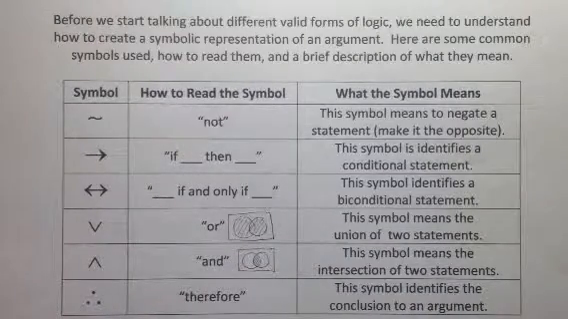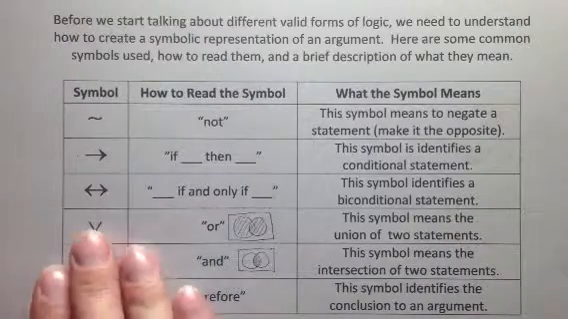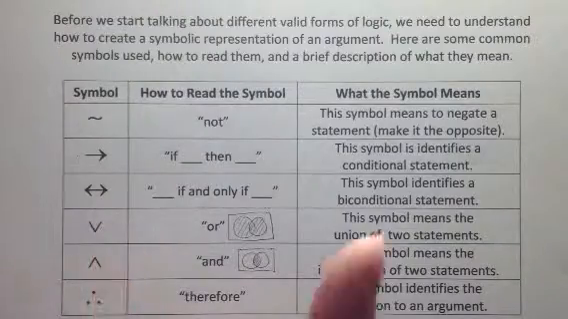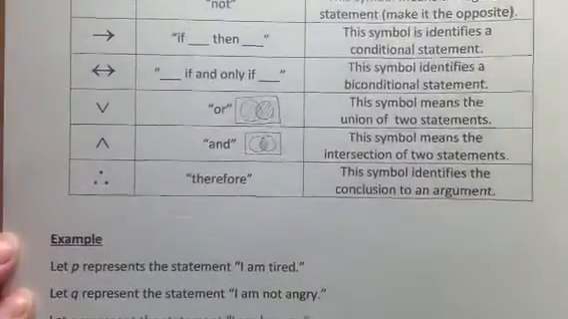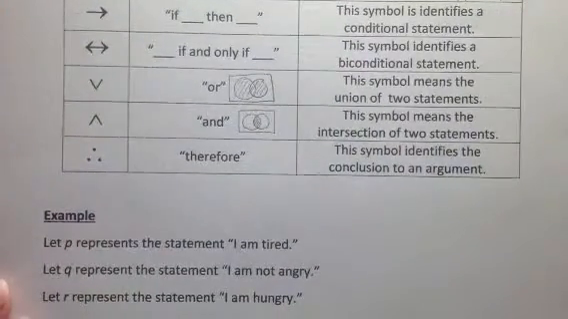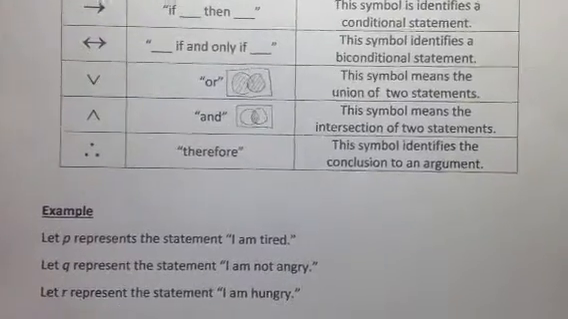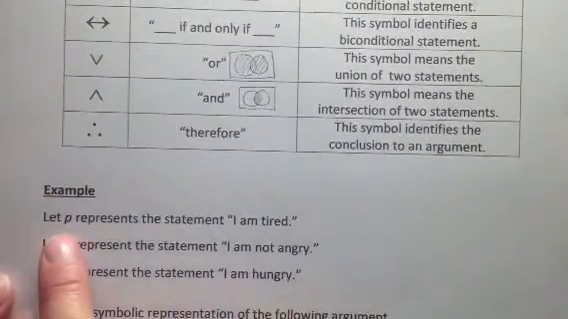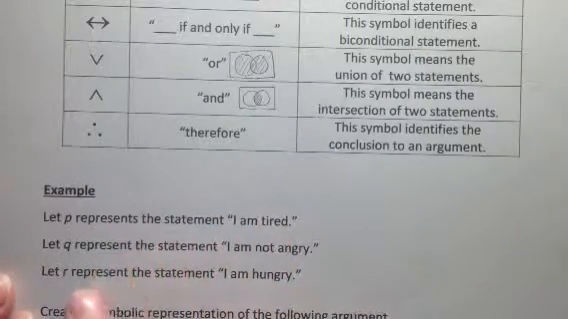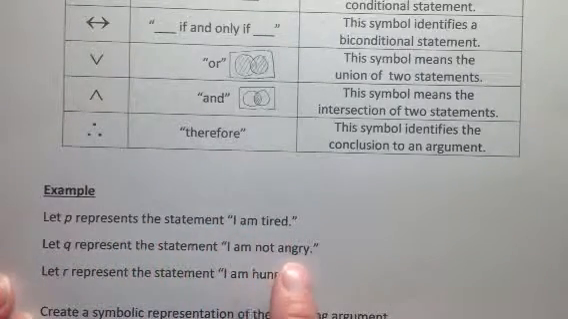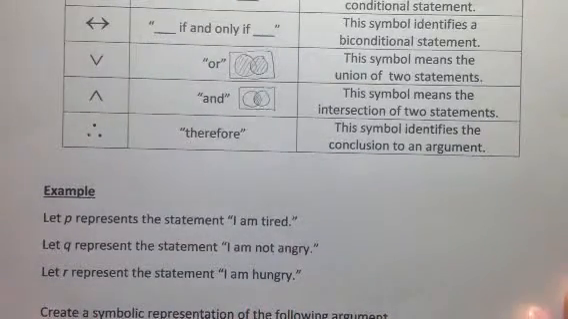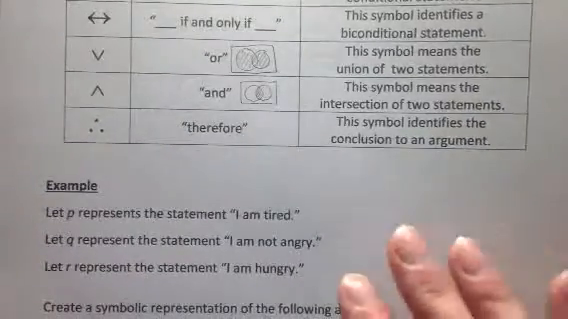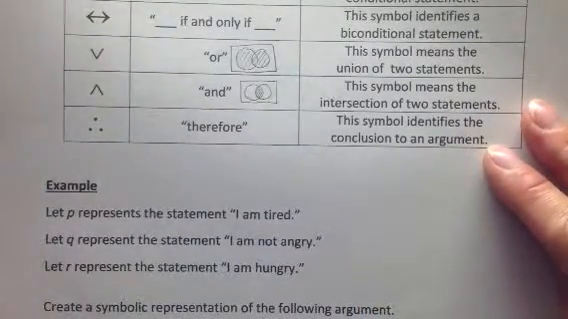Okay, for now, all I really need you to be able to do is take a statement and move it into symbols, or vice versa. I could give you the symbols and ask you to write the statement. If I'm using it in this manner, I'm going to define for you what your different variables represent. So, I did an example down here. I want P to represent I am tired, Q is going to represent I am not angry, and R is going to represent I am hungry. So what I want you to do right now is create a symbolic representation of the following argument.